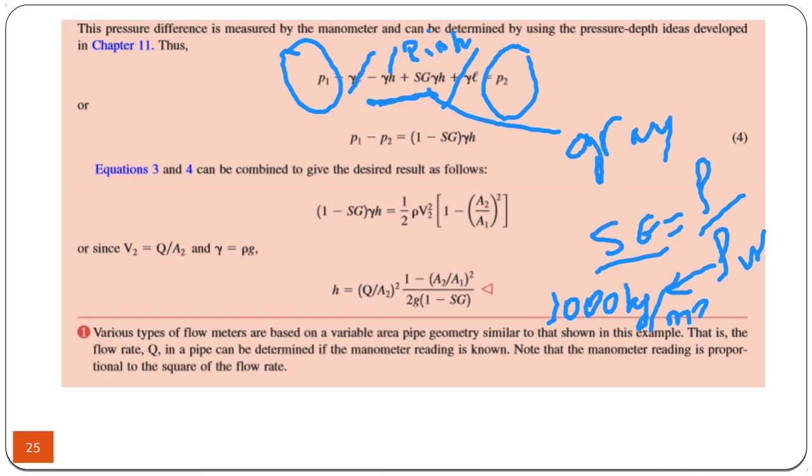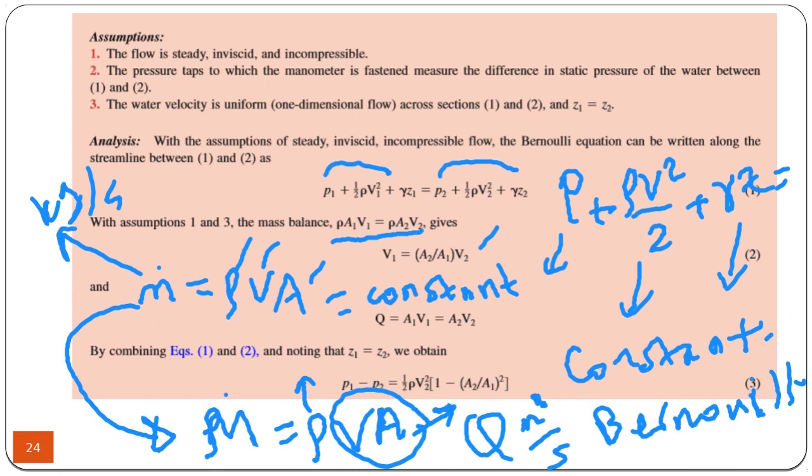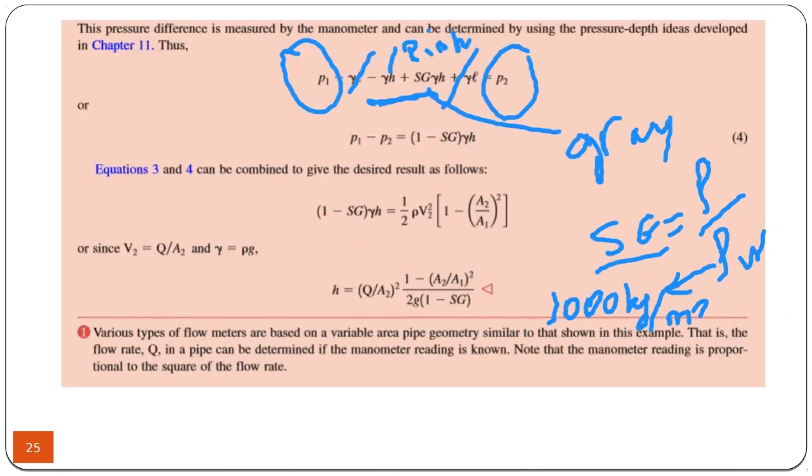So you just enter this value into this equation, then you get the pressure head H in terms of Q, the ratios of the areas, as well as Sg.